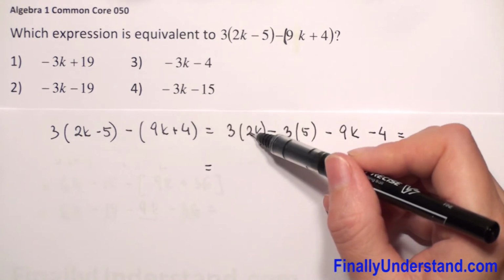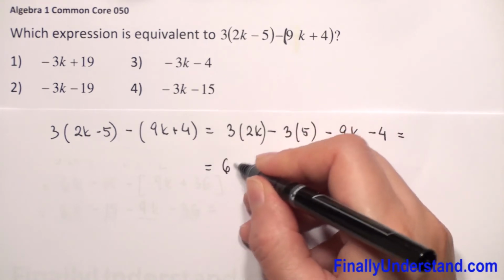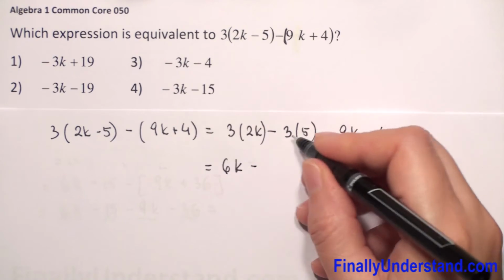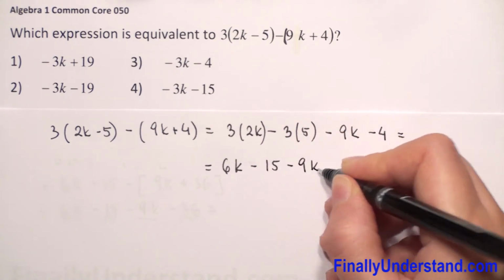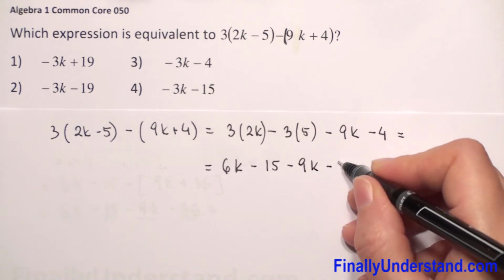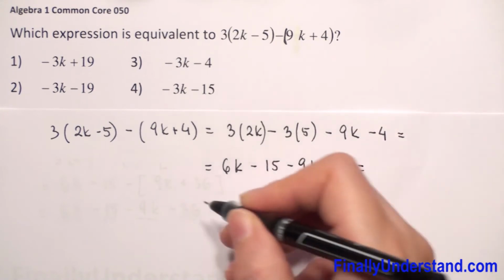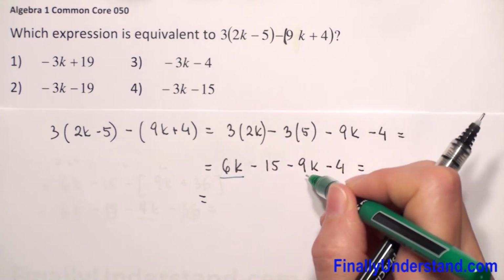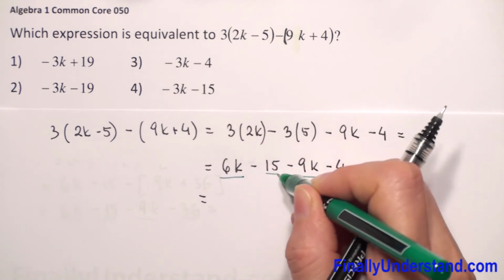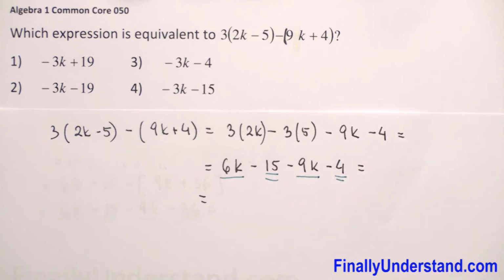Now 3 times 2 will be 6k, we copy, minus 3 times 5 is 15. And we have negative 9k and negative 4. So this is equal. Now we have to combine the like terms. We have 6k and negative 9k, and we have negative 15 and negative 4.